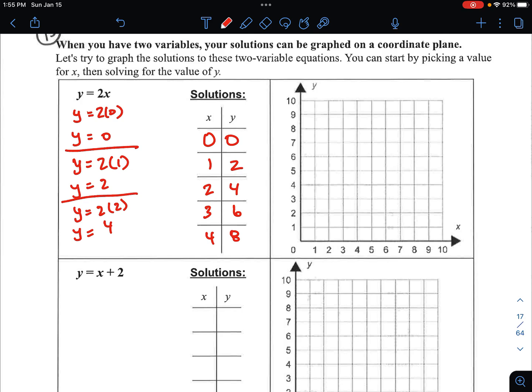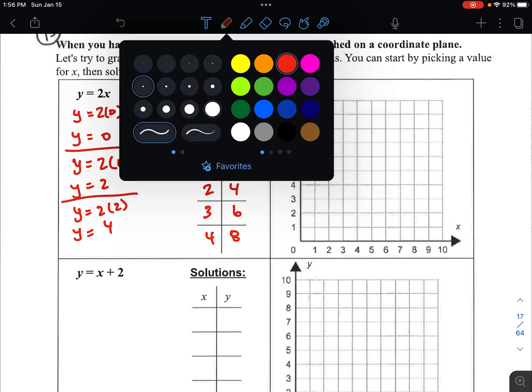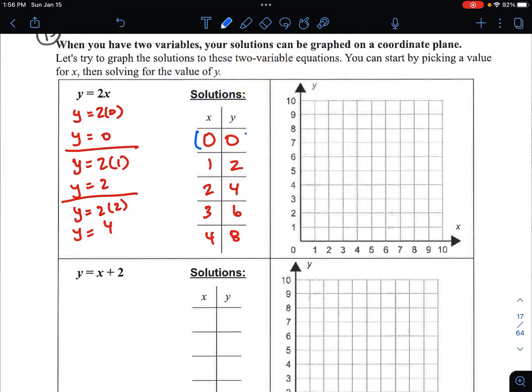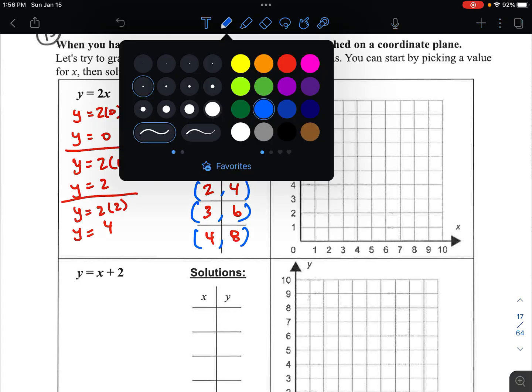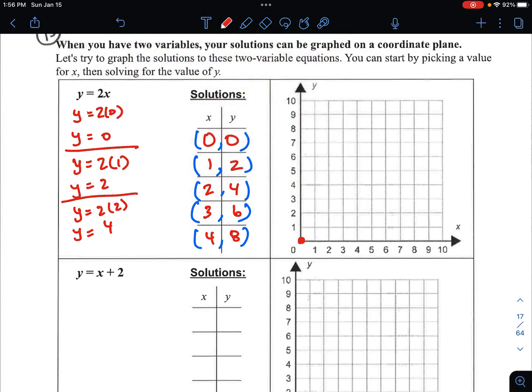Now, can we graph these solutions on a coordinate plane? And how do we do it? Well, remember, let's look at this right here. Remember, you have an x value and a y value in a coordinate plane. Imagine this being an ordered pair, like this. These are all just ordered pairs, right? There's an x number, and there's a y number. So where is (0, 0)? It's right there. (1, 2), you go 1 to the right and 2 up.